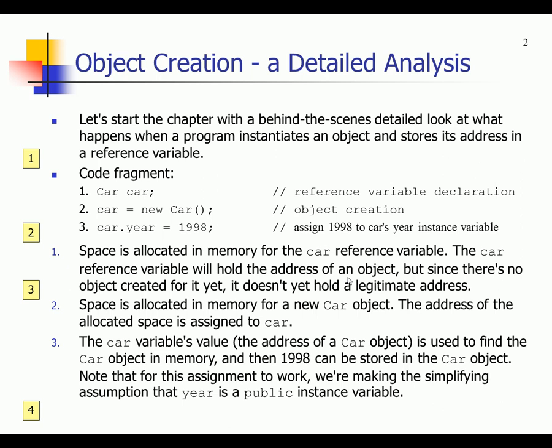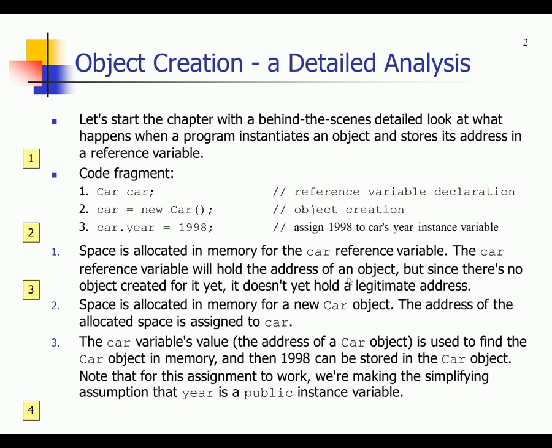Line 3, car.year is equal to 1998. The object car obviously has a data member called year. We gave it a value. If we're assigning it this way, year is probably public, unless we're doing it inside the same class. Well, it's probably public.